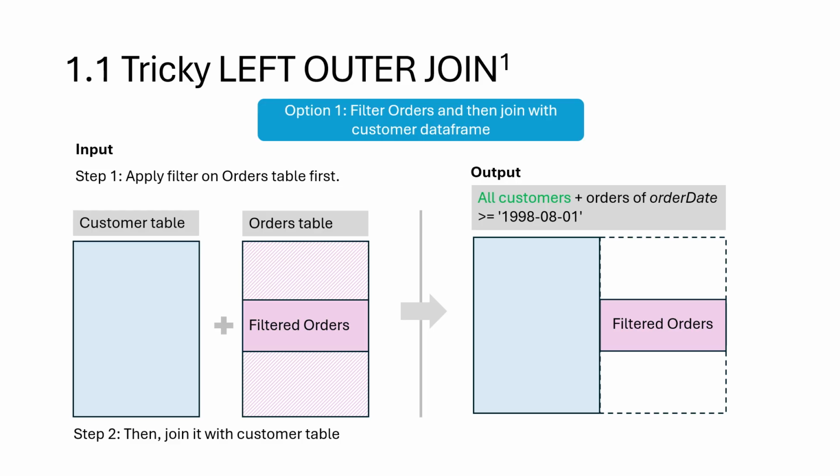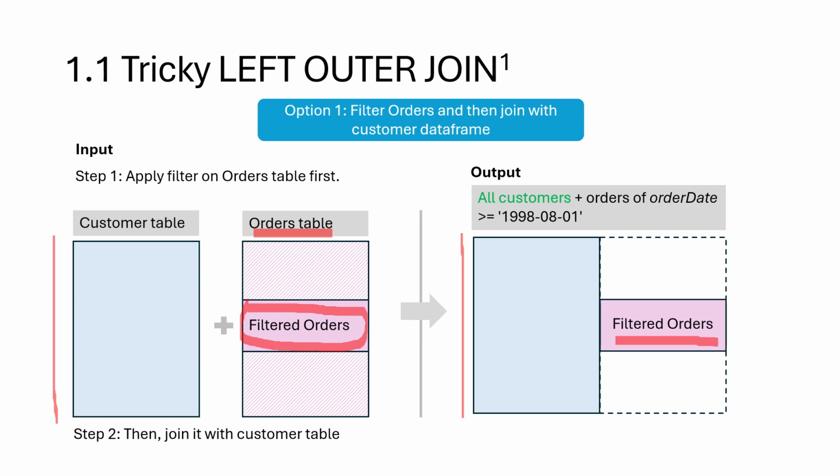Conceptually, this is how option 1 will look. In option 1, step 1 is to filter the orders table based on that filter criteria so that we get these filtered orders. Then in step 2, we do a left outer join between the customer table and the filtered orders. So in the output, we get to see all the customers along with only those orders that satisfied our filter criteria. So this conceptual diagram suggests to me that going by this approach, we will get the results correctly.